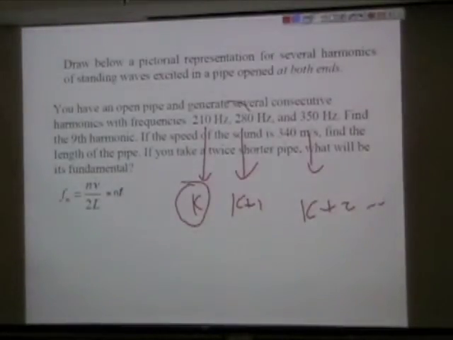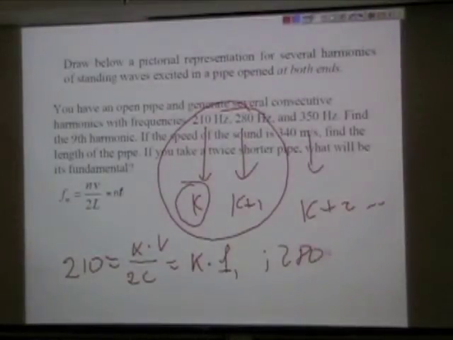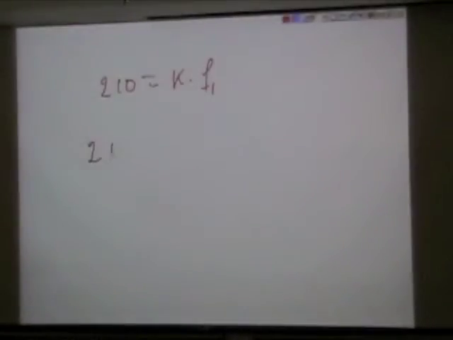We actually don't need many, we just need any two consecutive frequencies to figure out what is happening. So if this frequency equals k times speed divided by 2L, or easier, k times the fundamental, and the second one equals k plus 1 times the fundamental, is supposed to be equal to which number? Anyone? So 210 equals k times the fundamental, 280 equals k plus 1 times the same fundamental.